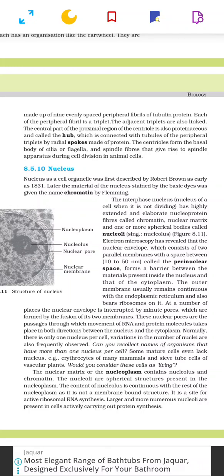Some mature cells even lack a nucleus, for example erythrocytes of many mammals and sieve tube cells of vascular plants. Would you consider these cells as living? Yes, we consider them as living cells because sieve tube cells are controlled by the companion cell nucleus and RBCs show anaerobic respiration. So these are cells which have a plasma membrane, that's why they are considered as living.